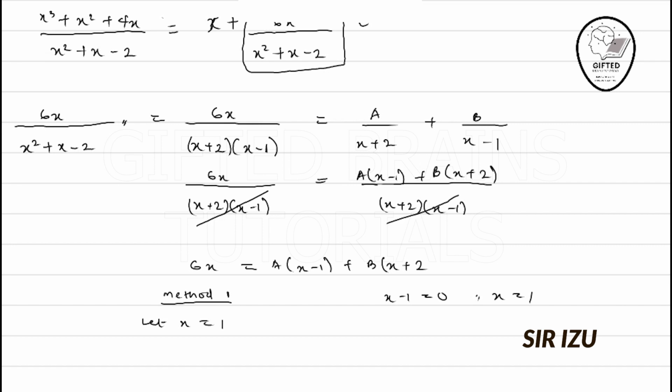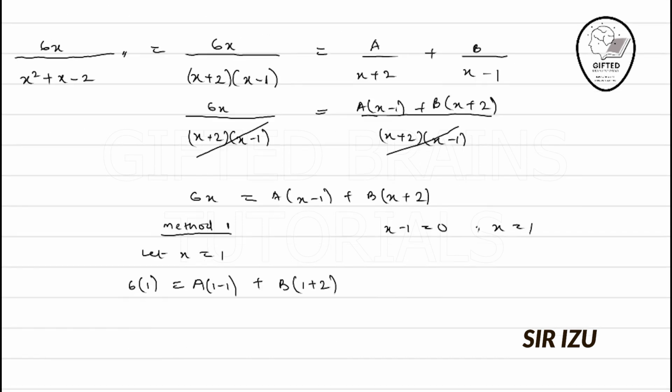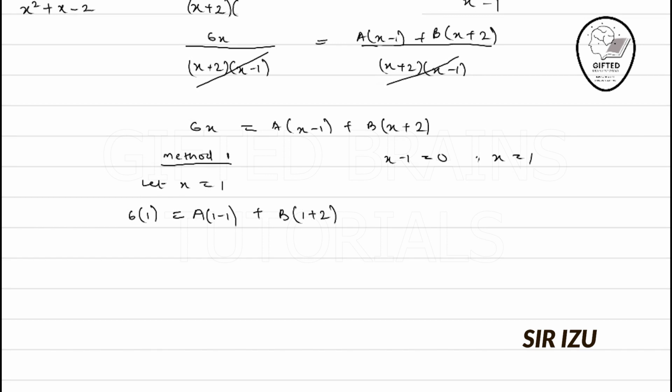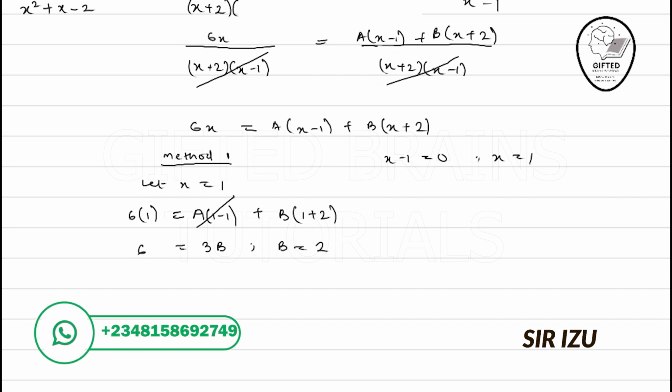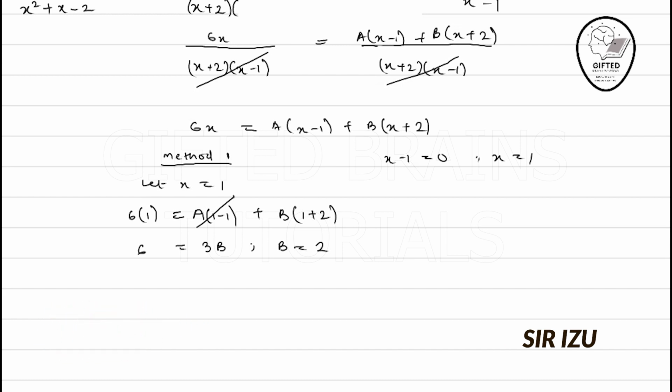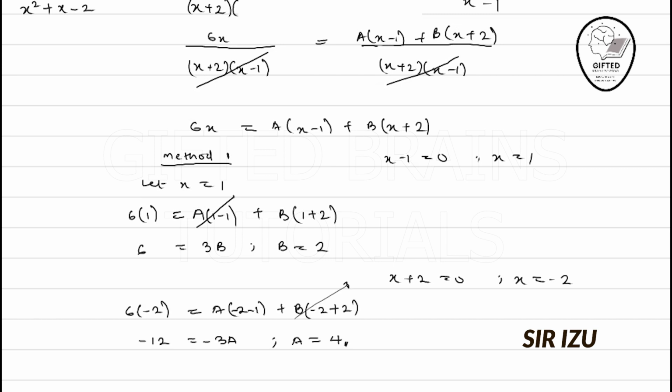If we do that, A will be eliminated actually, and then we have 6 being equal to 3B. At the end of the day, my B will be equal to 2 if I divide both sides by 3. Again, to eliminate B, take the linear factor in front of B and equate it to 0. If I do that, I will have that x should be equal to minus 2, and I substitute that again. I believe from here you know what to do. So we'll get our A, if you carefully do it, to be 4 at the end of the day.